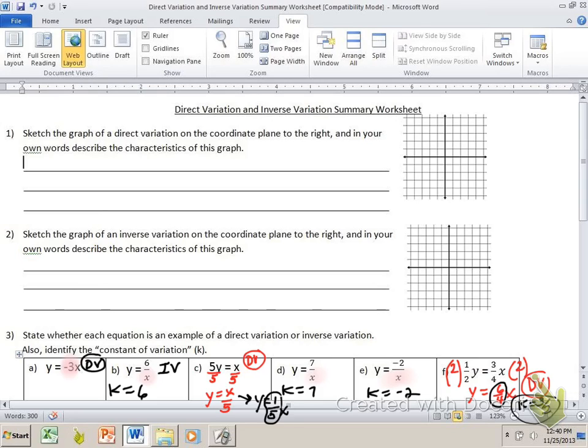Okay, hopefully after this first little section, you've got a good idea of what direct variation and inverse variations might be. I'm going to stop the video and start another one to explain the next section.